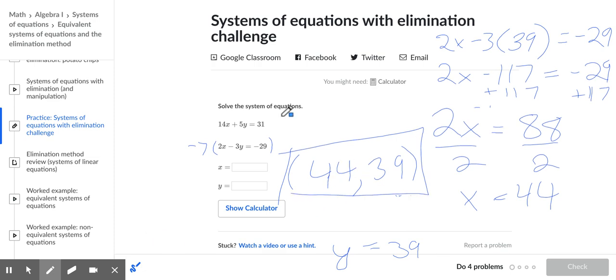So that's kind of a crash course in solving systems by graphing, elimination, and substitution, not in that order. In the next video, I'm going to be doing a review of graphing inequalities.